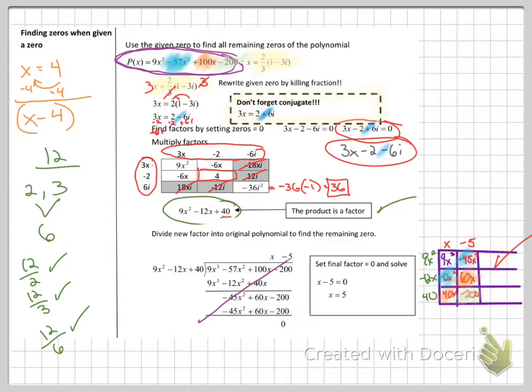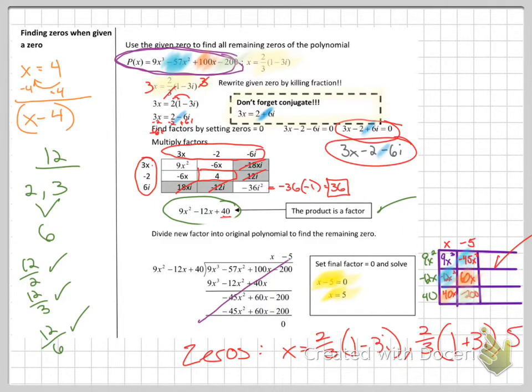So since that worked, I have my last factor is x minus 5. So I'm back here in this box. If I know the factor is x minus 5, then the last root must be x equals 5. Sorry, I said x equals 0? x equals 5. I know my zeros are the one that was given, 2/3, 1 minus 3i, its conjugate, 2/3, 1 plus 3i, and 5 that we just found.